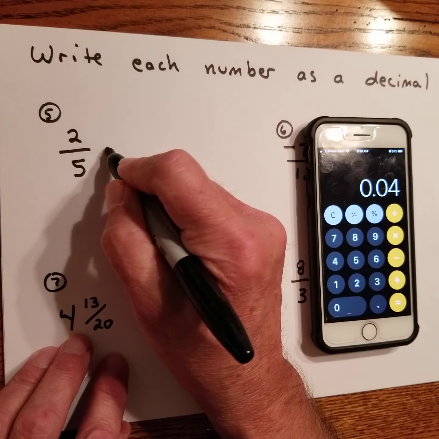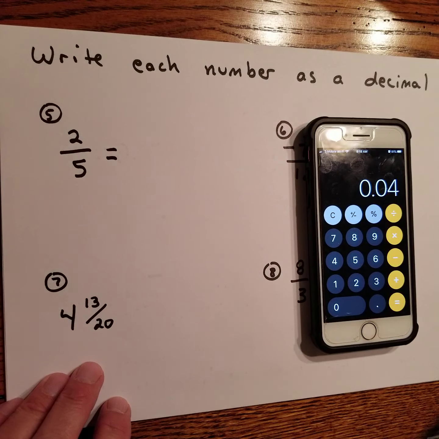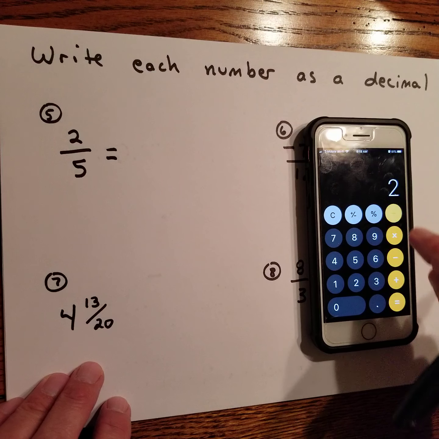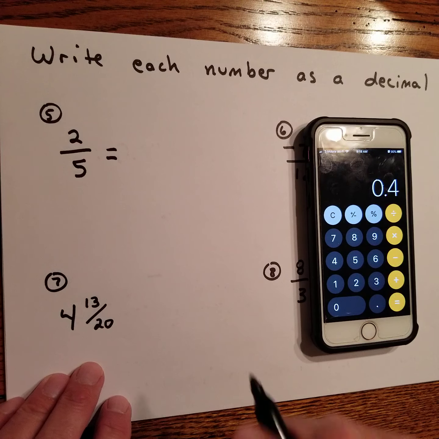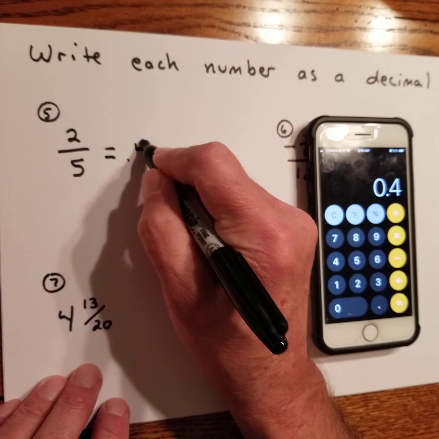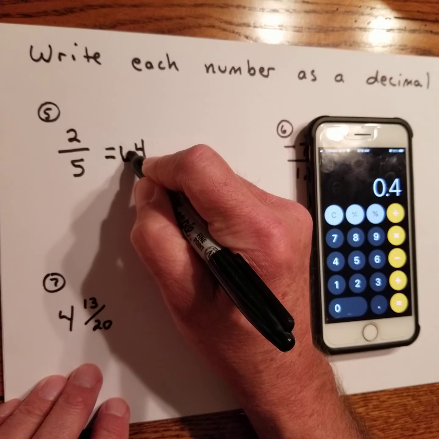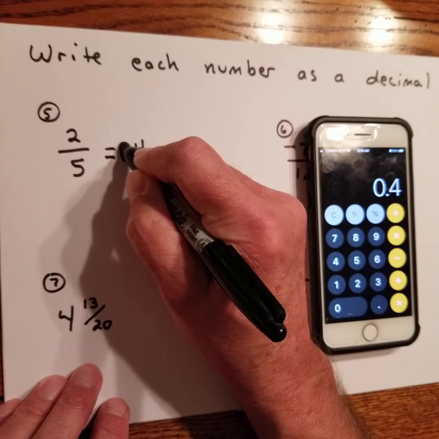On number 5, I copy the problem down and then type in 2 divided by 5. And my calculator gives me 0.4. Whoops, that should be 0.4. Beautiful.